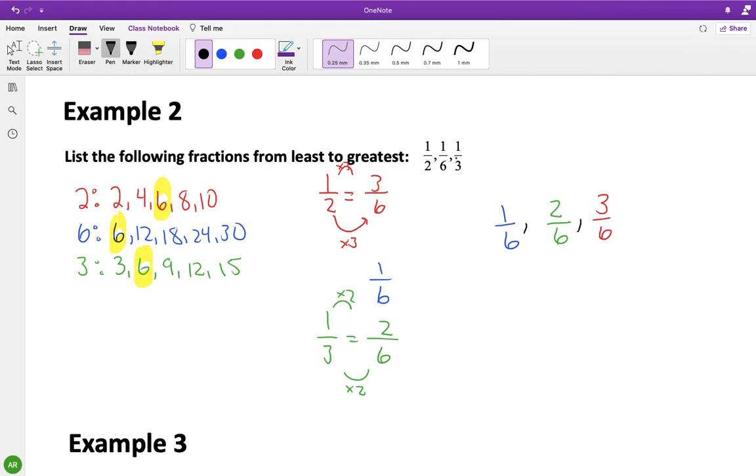So let's go ahead and write them in their original forms now. So if we were to have these in order, we'd have 1/6, and then we would have 1/3, right? 1/3, and then finally we would have 1/2. So in order from least to greatest, we have 1/6, 1/3, and 1/2. And we figure that out by converting the denominator to the least common denominator and then changing the numerator accordingly. All right, one more example.